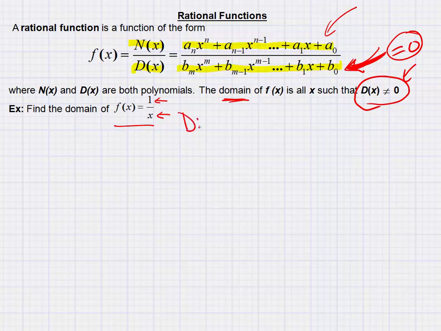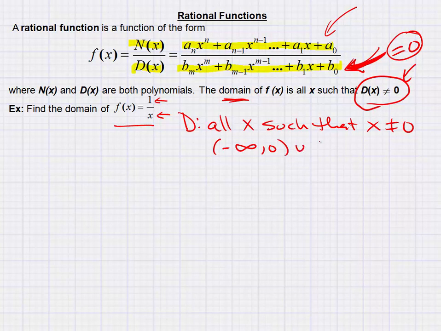Well, the domain is going to be all x such that x doesn't equal 0, right? The denominator is x, and I don't want that to be 0, so I don't want x to be 0. I could write that in interval notation, and I could say negative infinity to 0, union 0 to positive infinity. There's lots of different ways to write domain. But anyway, you should just be able to at least look at this function and realize which x's you can not use. So I will not be able to use an x value of 0.